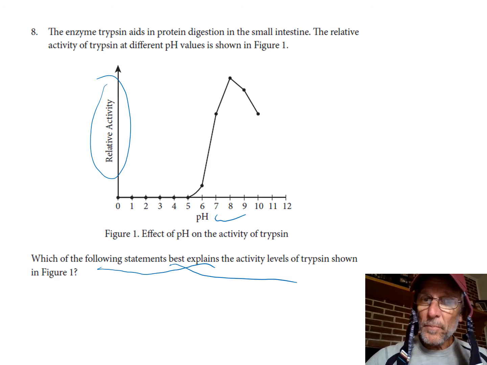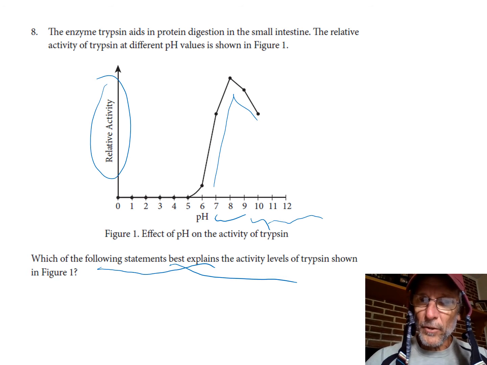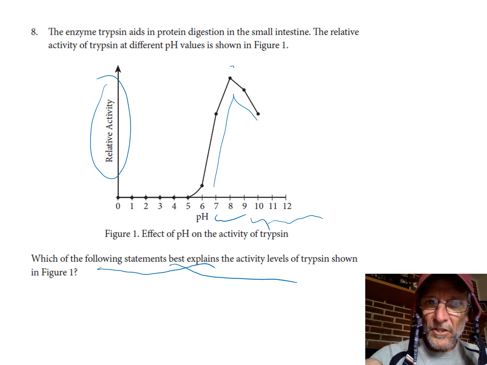Well, remember, when it's pH, the increase and decrease is nothing about the number of collisions like it is if this was temperature down here or if this was substrate concentration down here. This is all about active site being the best shape. Where is it the best shape? pH of somewhere around 8.